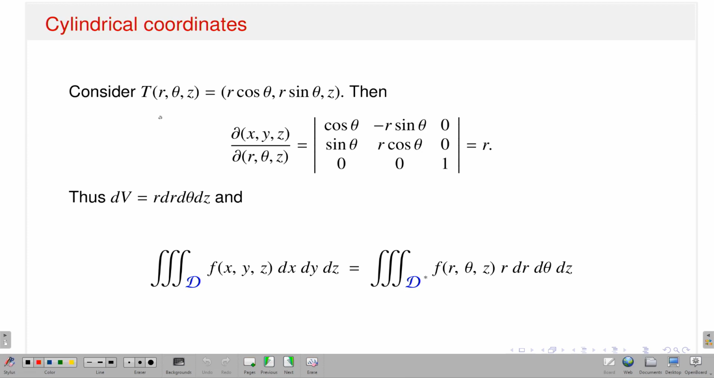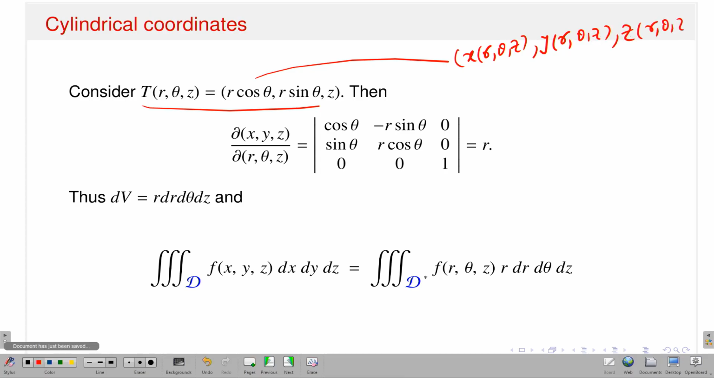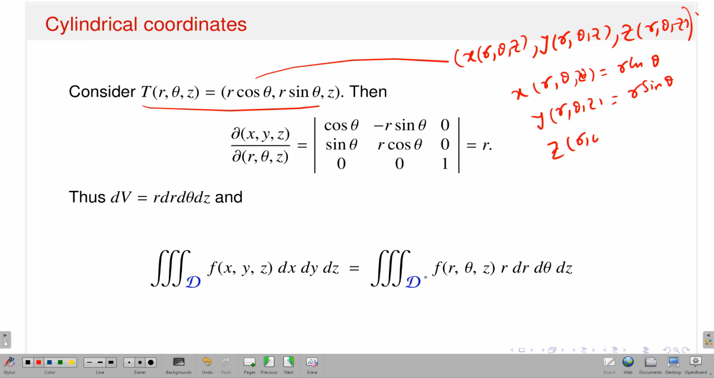So this is the transformation I am using, T of r theta z, which is r cosine theta, r sine theta, and z. In other words, I can write T of r theta z as x of r theta z, y of r theta z, z of r theta z. What is my x of r theta z? It is r cosine theta. Y as a function of r theta z is r sine theta, and z as a function of r theta z is z itself.